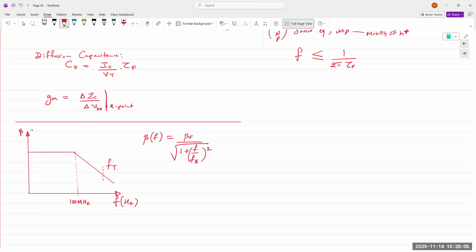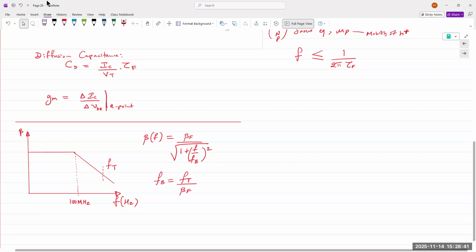If you remember studying filters, or transfer functions for filters, I think 211, 212, low pass filters, ring any bells? Yep, 228 too. Similar form. So the beta cutoff frequency FB is FT, which is the unity gain frequency, divided by beta F. Unity gain frequency, as the name suggests, is the frequency where the gain is 1, or has a value of 1.